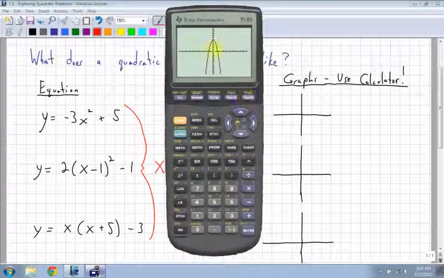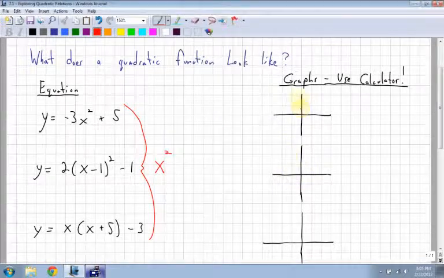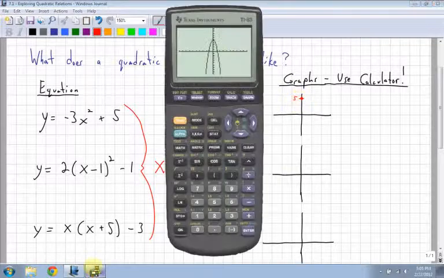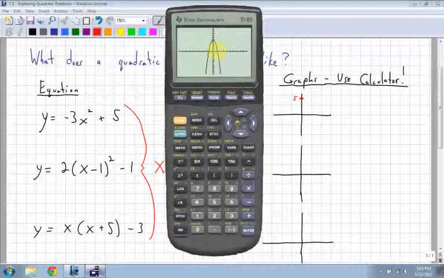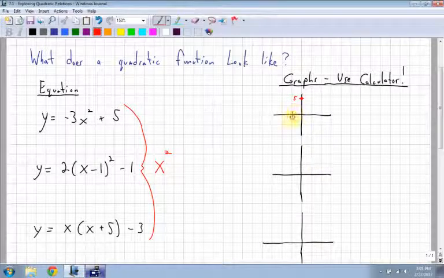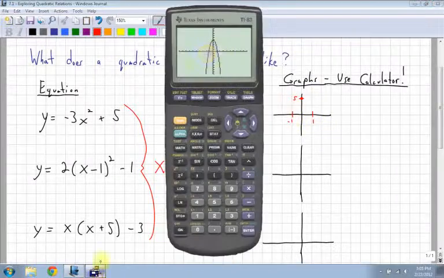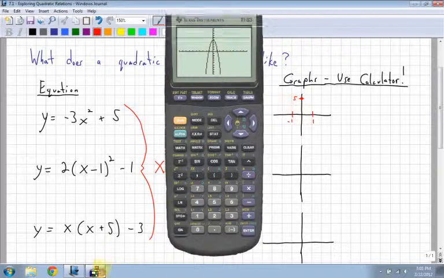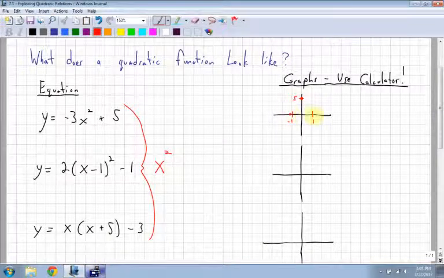Let's see, it goes through at 1, 2, 3, 4, 5. So it goes up at 5. Other things, it goes through at, say, almost negative 1 and positive 1. So here's 1 over here, 1 over here. It looks like it's a little bit bigger than that. So it goes through maybe here and here. Just sketching these so you get an idea of what they look like.